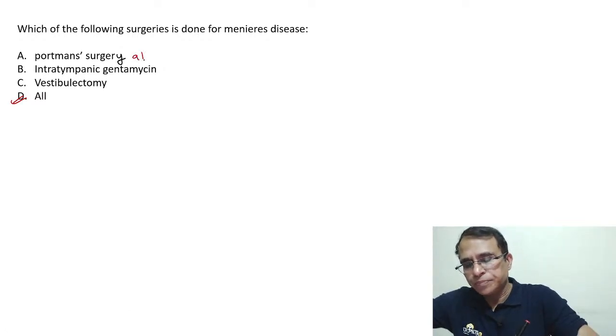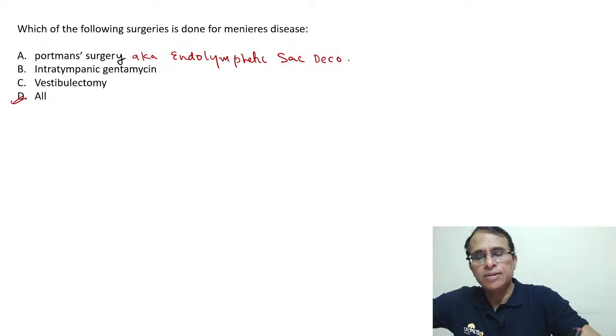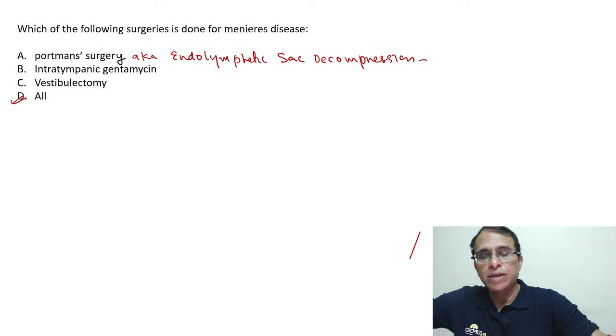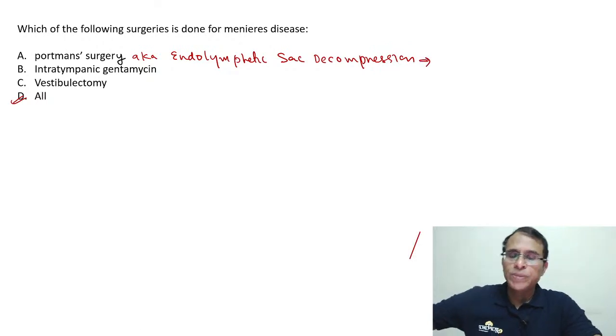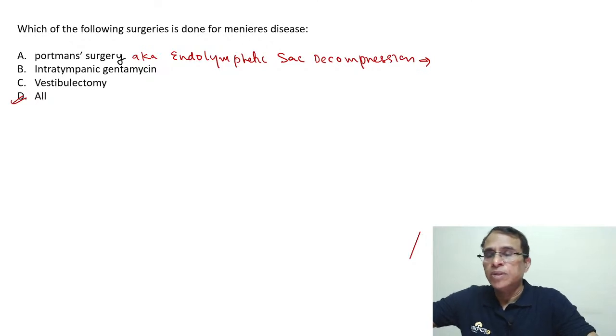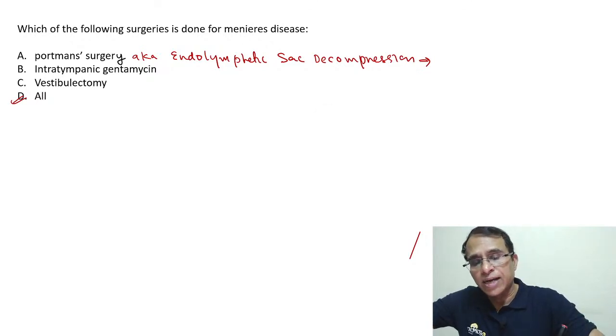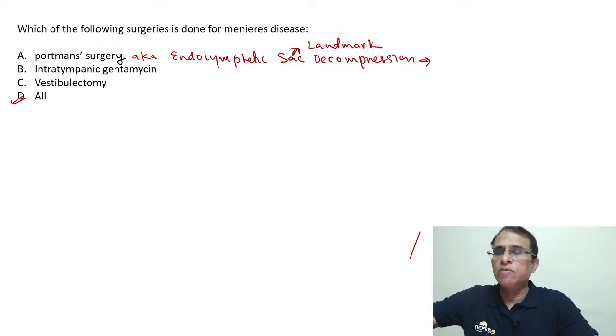Portmann's surgery is also called endolymphatic sac decompression. Sac decompression, it is correct. And in this there is a landmark. Anybody who can tell me, in a Portmann surgery which is called endolymphatic sac decompression, there is a landmark for the endolymphatic sac. Anybody knows the name of the landmark for the endolymphatic sac, which is a surgery done for Meniere's disease? Anybody wants to name that landmark?